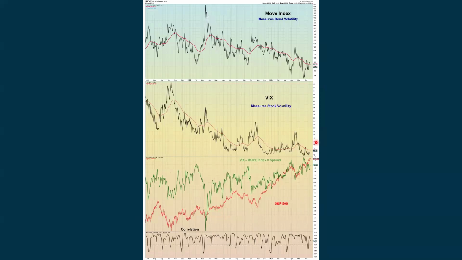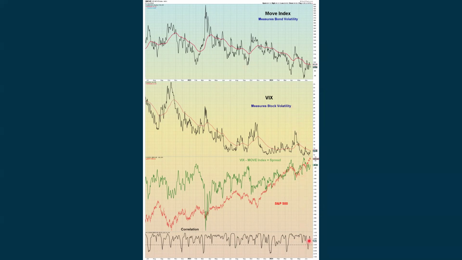We look at the volatility of bonds, which is called the move index. We also look at the volatility of stocks, which is the VIX. And then at the bottom, I look at the correlation between them. This isn't measuring what they're doing. This is measuring the volatility of each as it relates to each other.